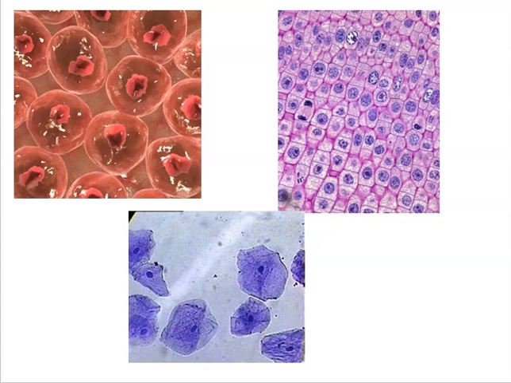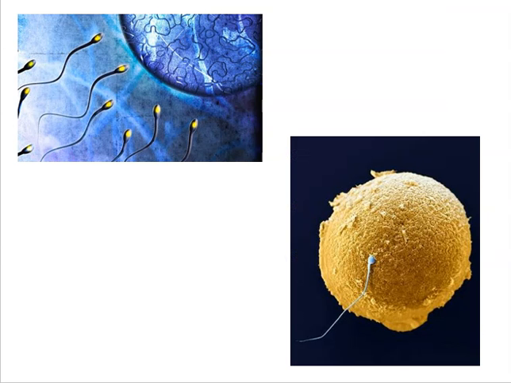We've got some different cells here. I believe these are liver cells. This is some kind of plant cell like stem plant cell. These are epithelial cells like cheek cells. Then you have your sex cells, the sperm and egg here.